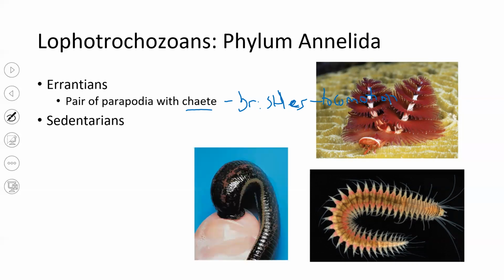Another example of a sedentarian is a leech. And leeches are not the most glamorous poster children for the sedentarians. They are known for what? Blood sucking, which they used to be used in the medical field for bloodletting. One of the ideas of how to make people better was to take their blood away, no matter what they were sick from. Let's suck some blood out and see what happens. It wasn't always an effective strategy.